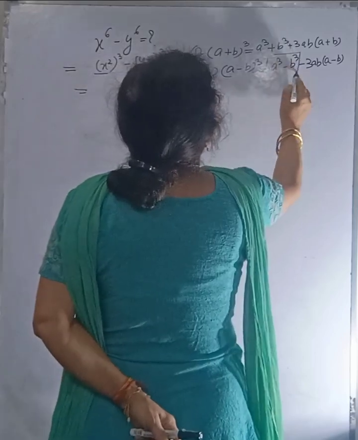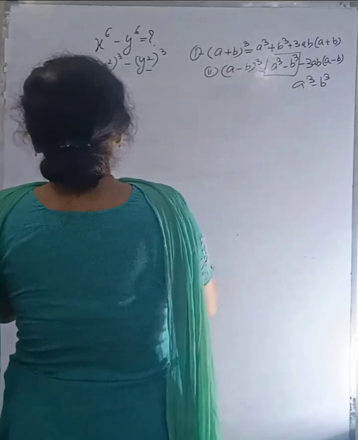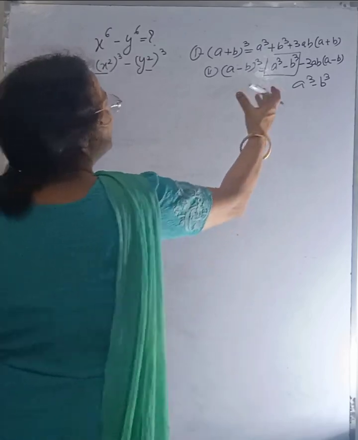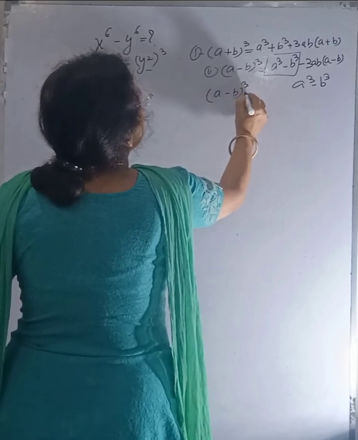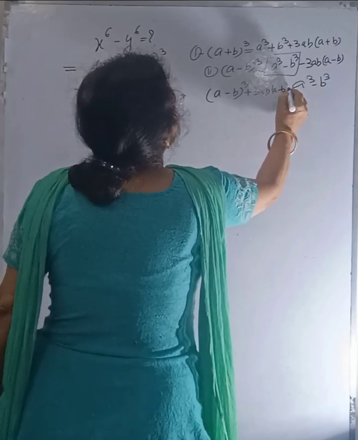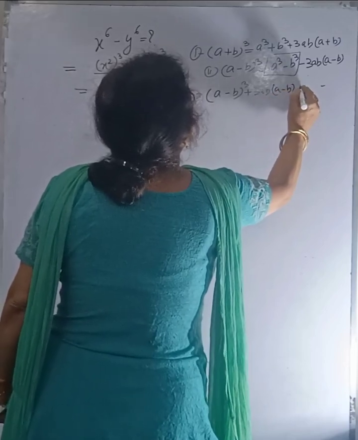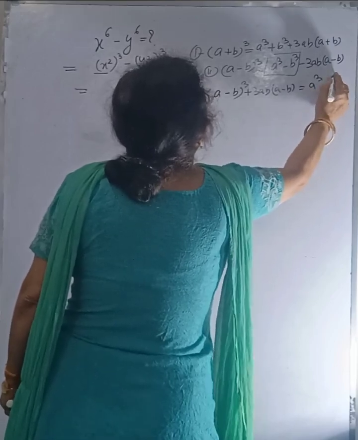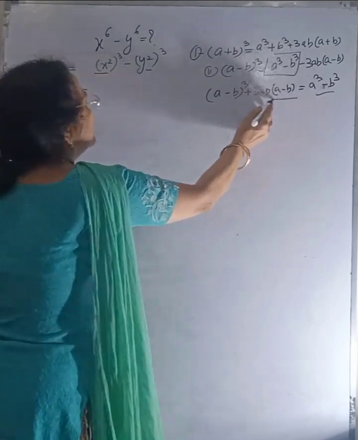From here, this can be written as, it means a cube minus b cube. If we keep this on the right hand side and bring it to the left hand side, then we'll get a minus b whole cube plus 3 times ab into a minus b, this will be equal to a cube minus b cube. Okay, this is well known to us. By using this, we can write this form in this.